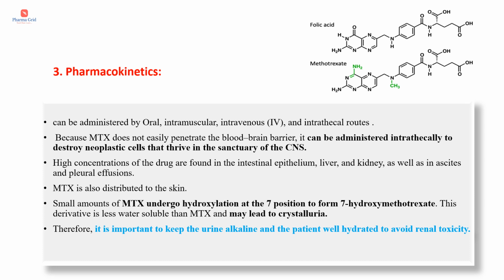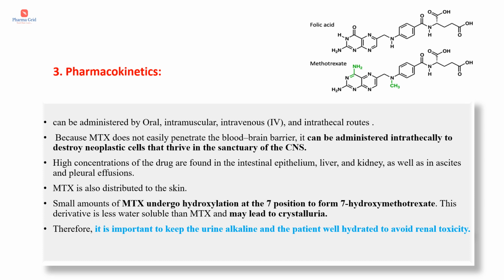Now moving on to the pharmacokinetics of folate antagonists. These drugs can be administered by oral, intramuscular, intravenous and intrathecal routes. Because methotrexate does not easily penetrate the blood-brain barrier, it can be administered intrathecally to destroy neoplastic cells that thrive in the sanctuary of the CNS. High concentrations of the drug are found in the intestinal epithelium, liver and kidney, as well as in ascites and pleural effusions. Methotrexate is also distributed to the skin.